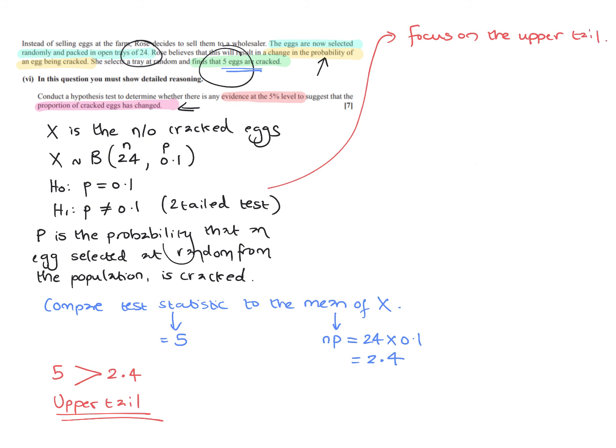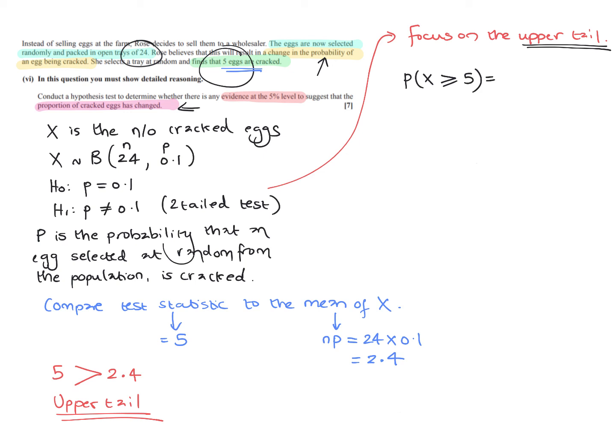If our test statistic had been lower than 2.4, the average value, that would tell us to look at the lower tail. So when we do our probability calculation, we simply have to do the probability that x is greater than or equal to 5, because we're focusing on the upper tail of this test.